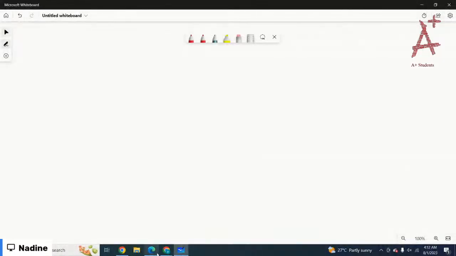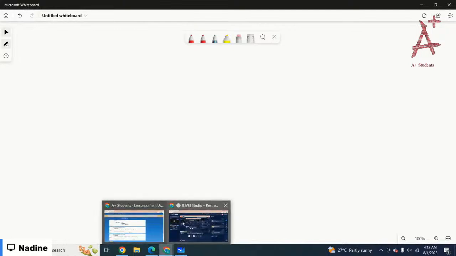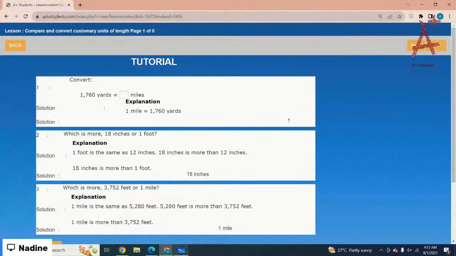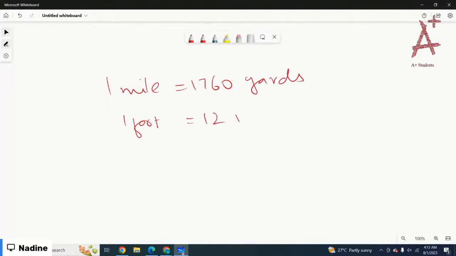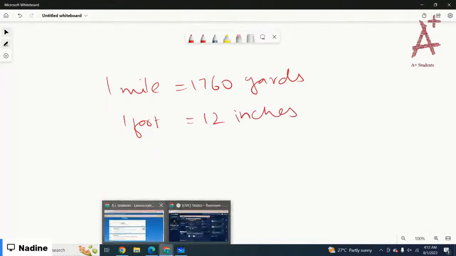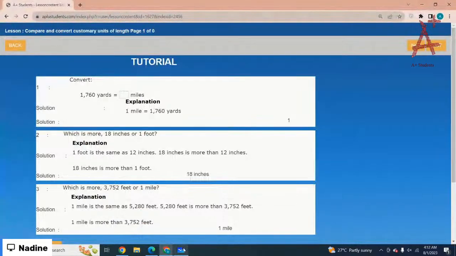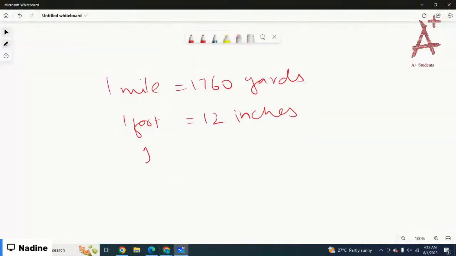Okay, the first one we did is, 1 mile equals 1,760 yards. 1 foot equals 12 inches. You can note them down. And the one we just did is 1 mile equals 5,280 feet. Okay, you can note them down.